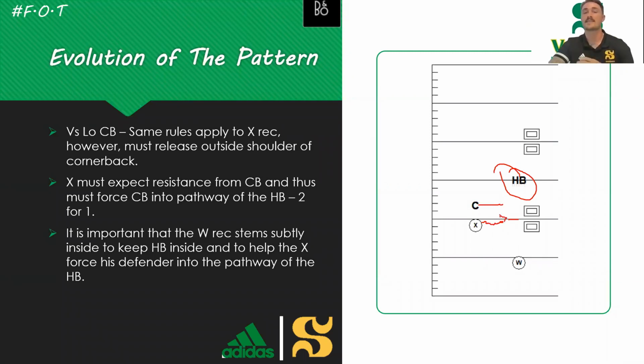Get back outside on this guy and push his outside shoulder, and push that defender towards the pathway of the halfback, okay? When we do that, if they want to play this style of man defense right here, the W maybe has to be just a little bit more patient because this X receiver is working towards that halfback. There is a huge possibility that the X receiver could possibly take 2-for-1, and the W receiver could be completely open.